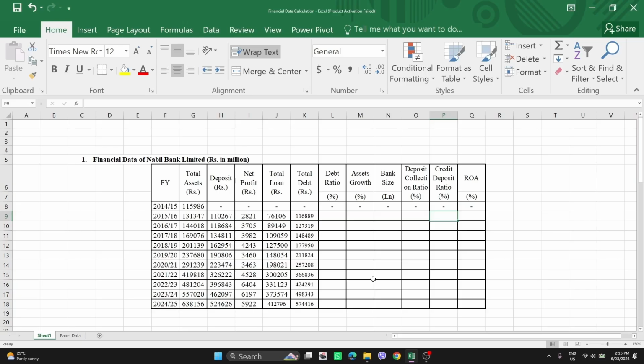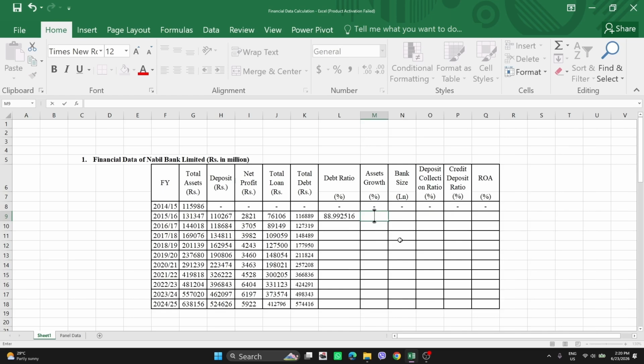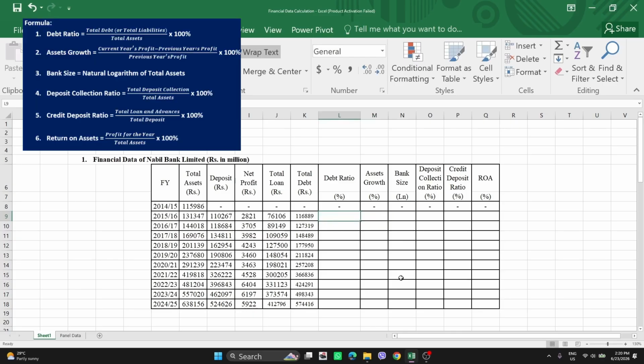Here, the table presents the data of Nabil Bank for fiscal year 2014-15 to 2024-25. The data are regarding total assets, deposit, net profit, total loan, and total debt. The data are hypothetical. There are so many financial variables for the analysis. Among them, we have taken only debt ratio, assets growth, bank size, deposit collection ratio, credit deposit ratio, and return on assets. Debt ratio can be calculated as total liabilities divided by total assets.